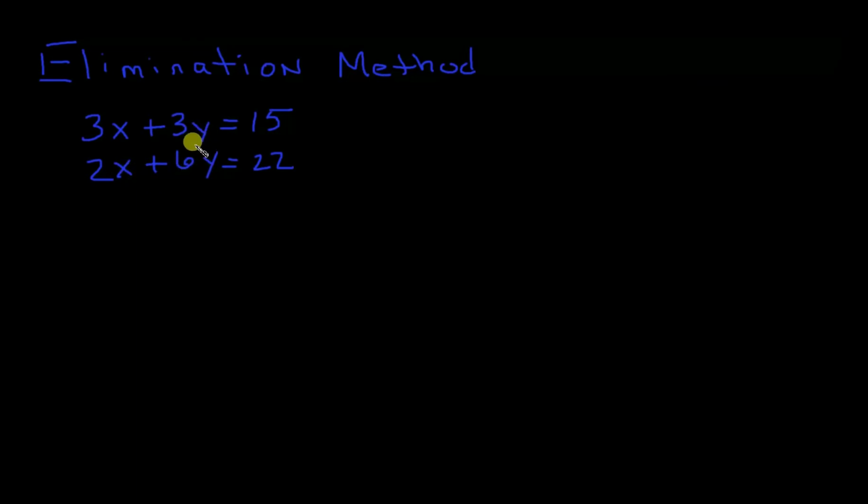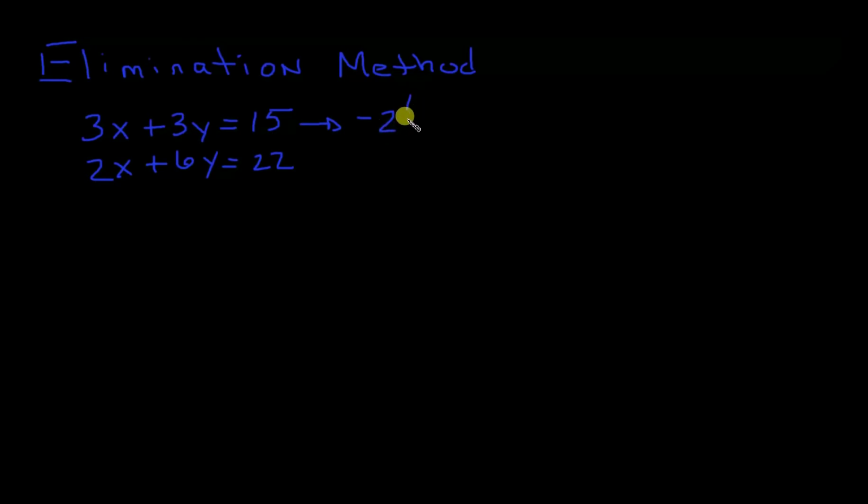So let's see the 3y and the 6y. Well, they both have a 3 in common. So if we need to get this 3 to make this 6, but this is already positive, that means we need to make this a negative 6. Well, how do we make this a negative 6y? Well, let's bring it over here. So what we're going to do is 3 times negative 2 gives us that negative 6y.